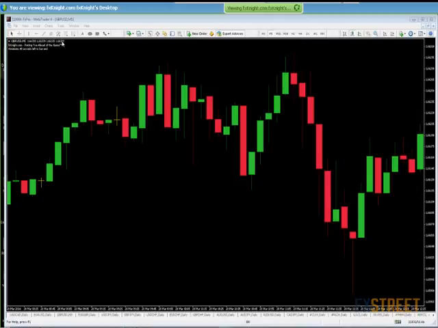Alrighty, so what you're looking at is the pound dollar. During news, I like to be down on the 5-minute chart so I can see the immediate reaction to the news. And no, I don't chase the initial spike. That's not what news trading is to me.